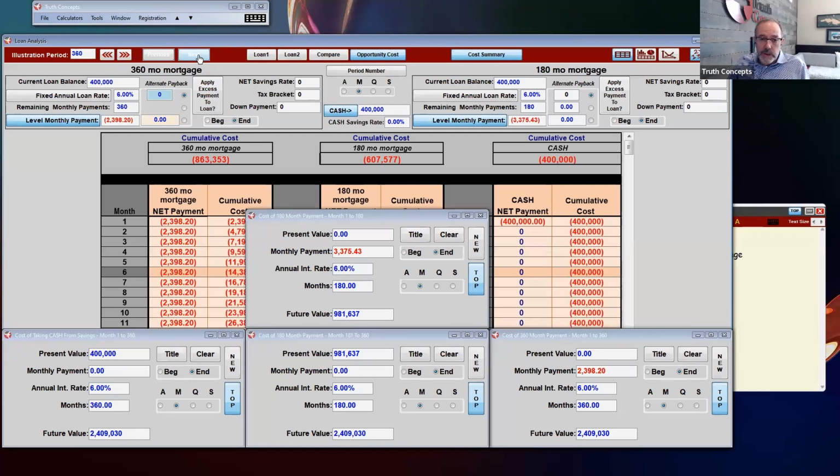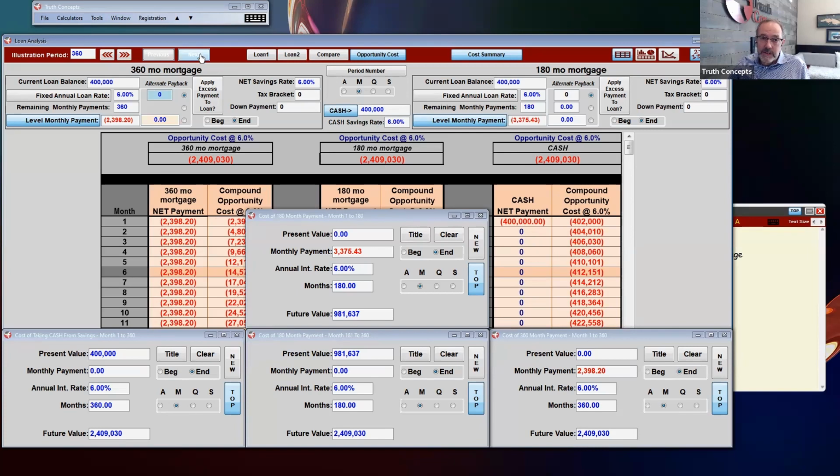And if we go to next and we apply that, here's what we can see. And if we watch this growth, we can see the 30-year mortgage is $2,409,000, the 180 has a cost of $2,409,000, and the cash has a cost of $2,409,000.